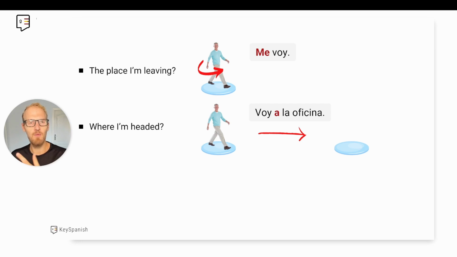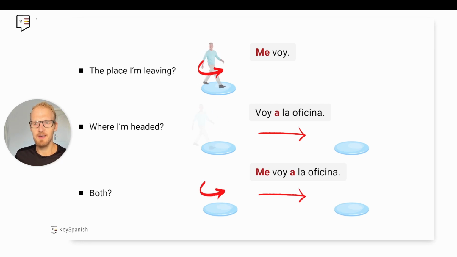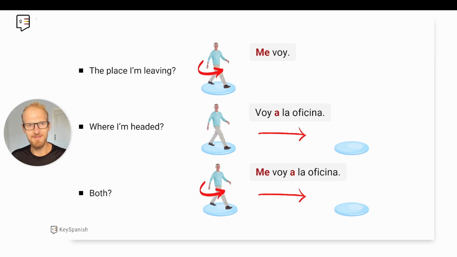Voy a, and whatever my destination is. And if both things are important to the listener, then you could say me voy a la oficina. Your wife probably wants to know where you are going, not just that you are leaving home. So it would be nice to say me voy a la oficina. And you can see here we are using the preposition a to express our direction.